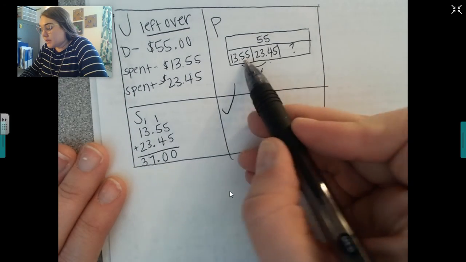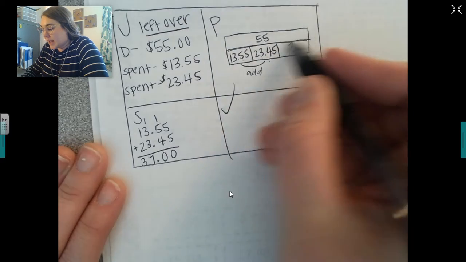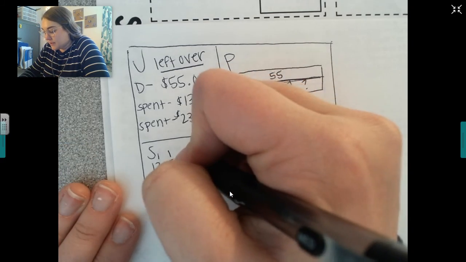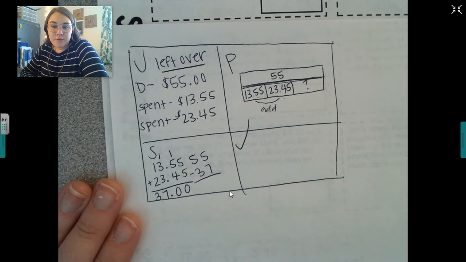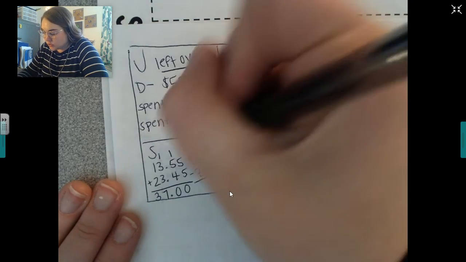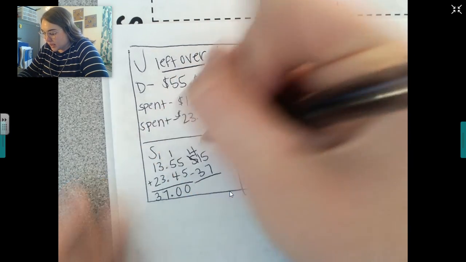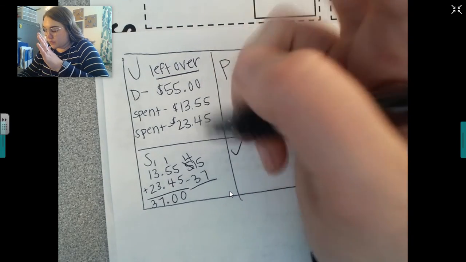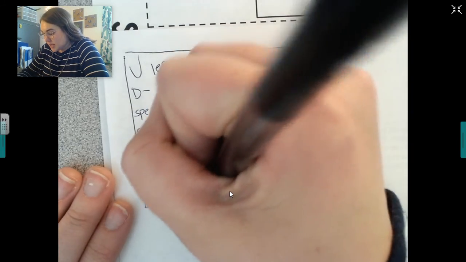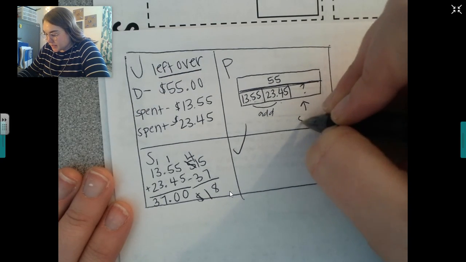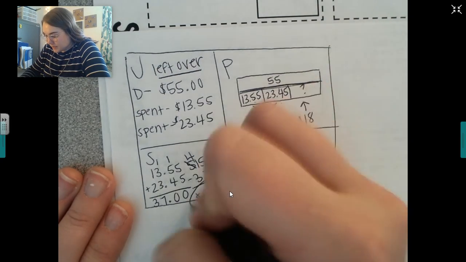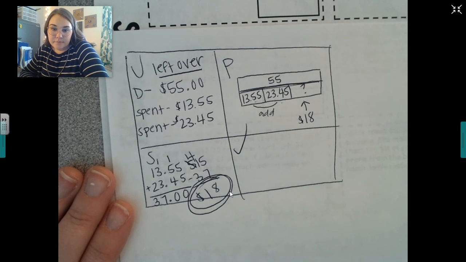Well, now that I know these two, I can do the big one and I can subtract. So I'm going to take 55 minus 37. So I want you to do 55 minus 37. Pause the video. Okay, so you should have unpaused by now, and you should have got $18 left over. So this piece right here is $18, and I'm going to circle my answer.